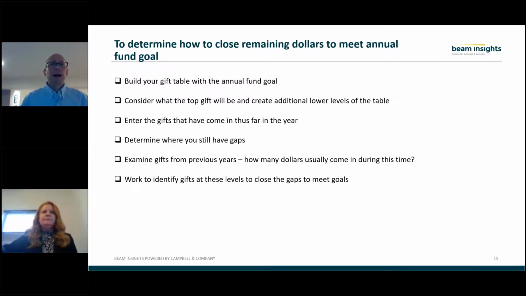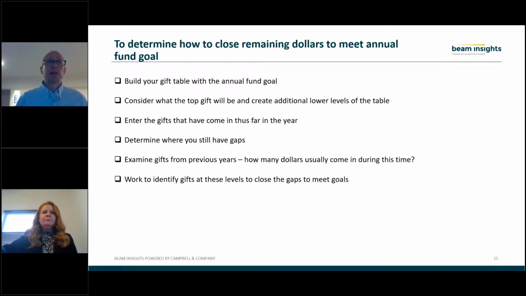So we hear a lot from the organizations we work with: how do we effectively use gift tables to close our annual fund goal or to plan for next year? And whether you want to say annual fund or annual giving, I think we could use those terms interchangeably here, where we're talking about, over a 12-month period, the operational dollars that you need to bring in the door in order to affect whatever your mission may be.